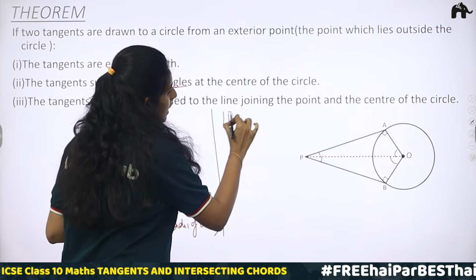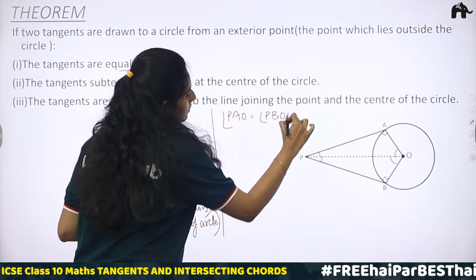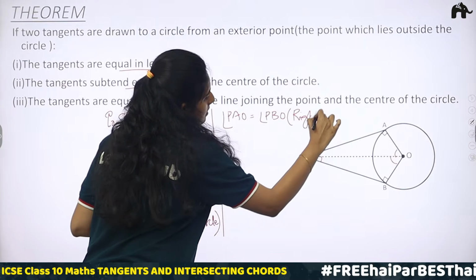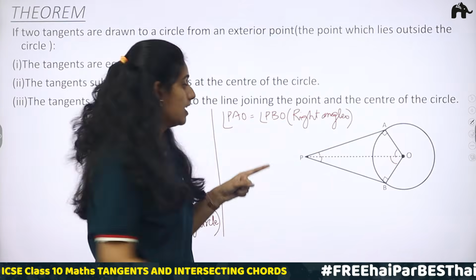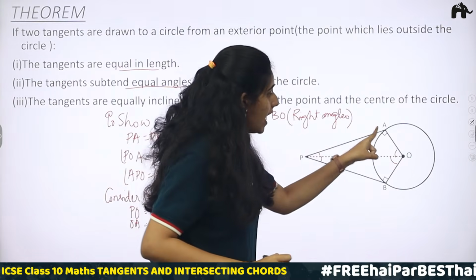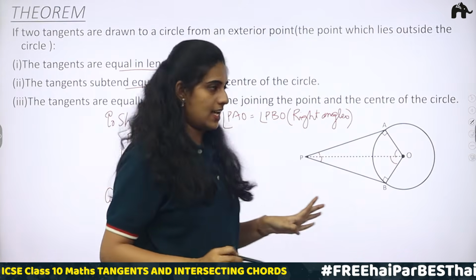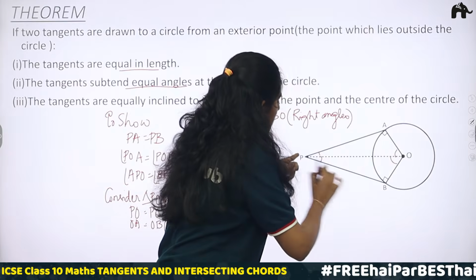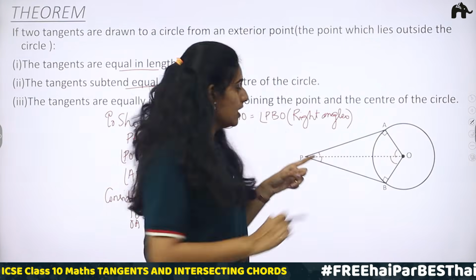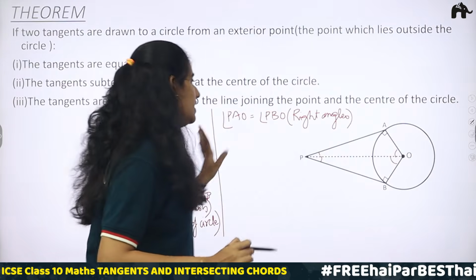Angle PAO equal to angle PBO, right angles. How do we get right angles here? The angle made by the tangent and the radius of a circle is always a right angle. Therefore, PA is perpendicular to OA and PB is perpendicular to OB. PAO is equal to PBO equal to 90 degrees.